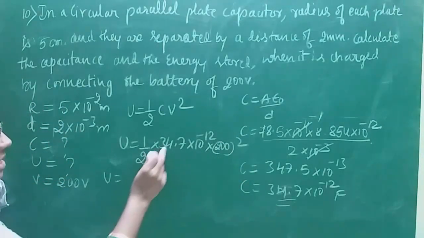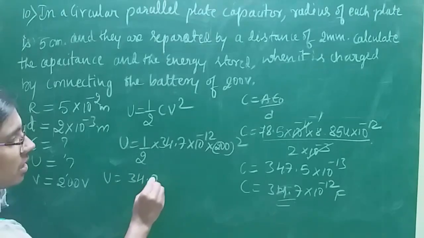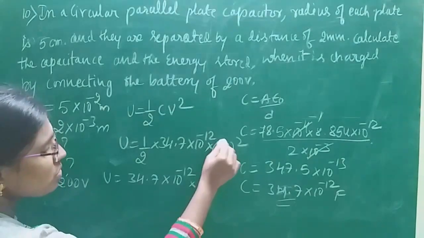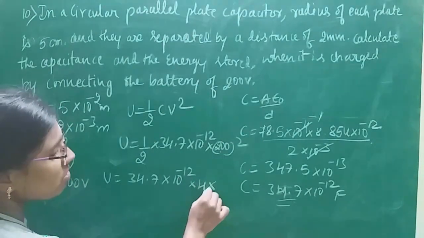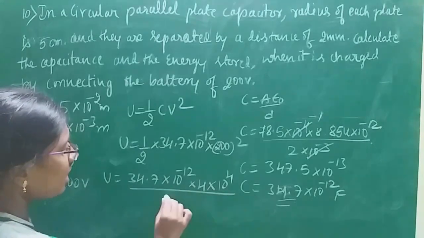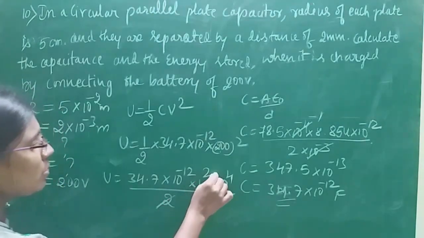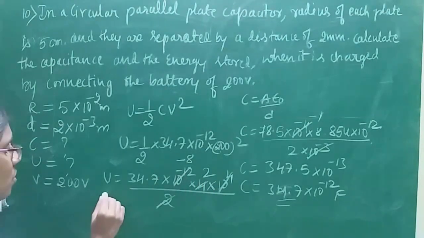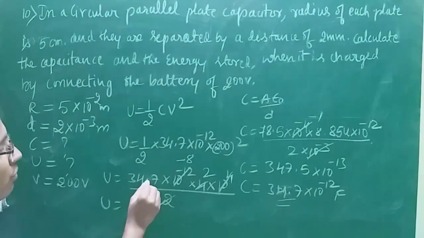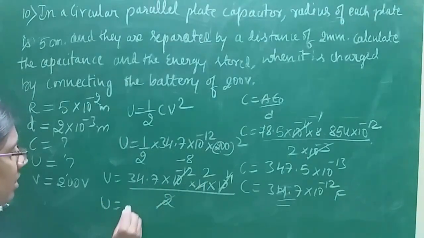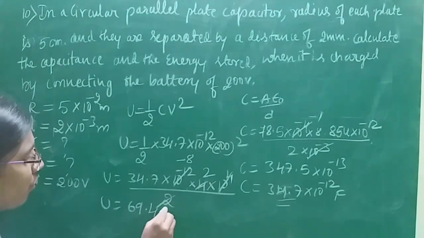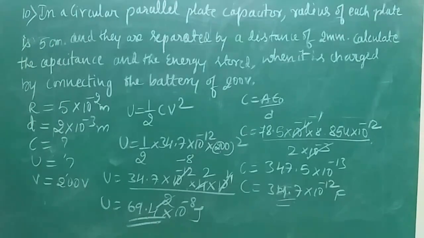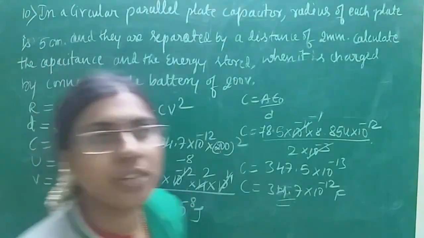So U can be written as 34.7 into 10 to the power of minus 12, and 200 whole square: 2 square means 4, 100 square means 10,000, that can be written as 10 to the power of 4. That divided by 2, 2 ones are 2, 2 twos are 4. So 10 power plus 4 and 10 power minus 12, the remaining is minus 8. So U can be written as 34.7 into 2, which is 69.4 into 10 to the power of minus 8 joule. This is the energy stored and the capacitance of the parallel plate capacitor.